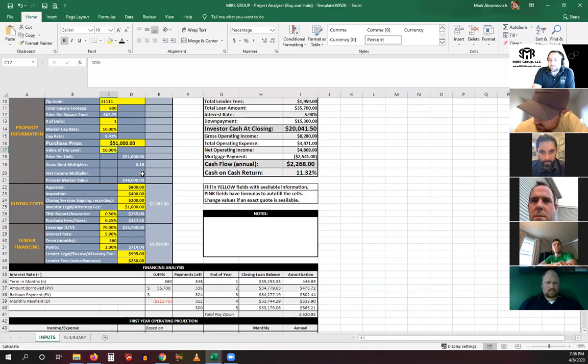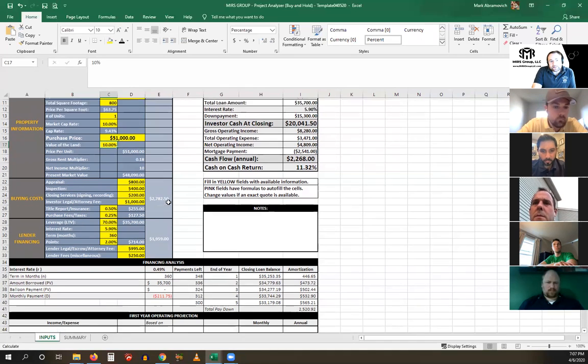I own rentals, and my approach is actually not market cap rates or cap rates at all. I'm a big proponent of cash on cash return. That's what's vital to me. I want to know that I put in X amount of dollars and I'm getting X percent return on my money every month or every year. To me, that's most important.